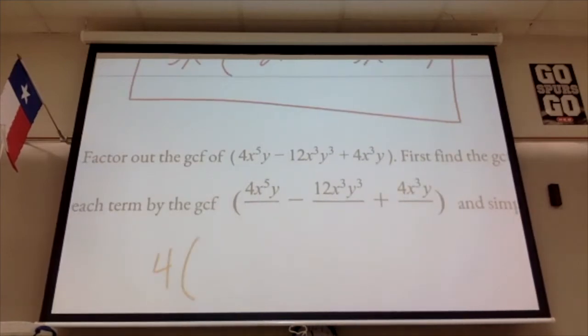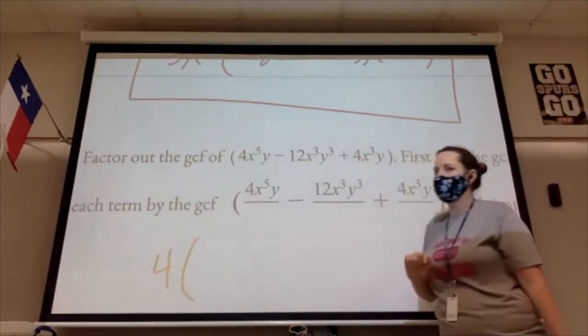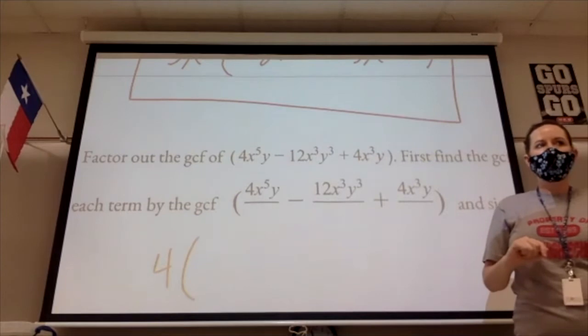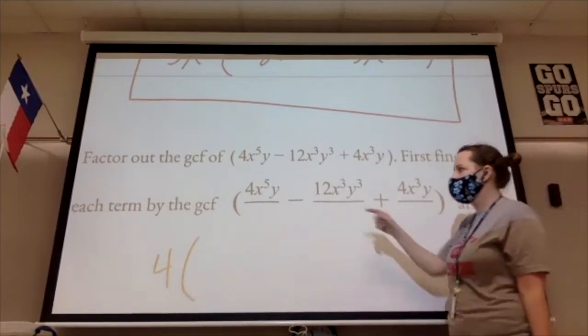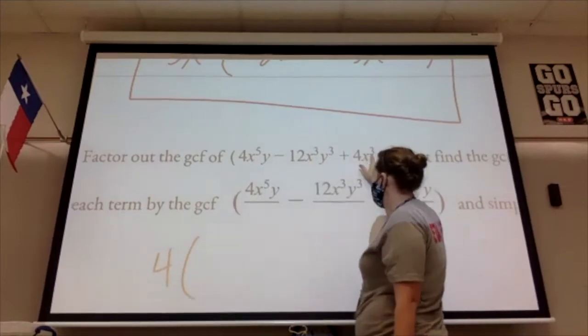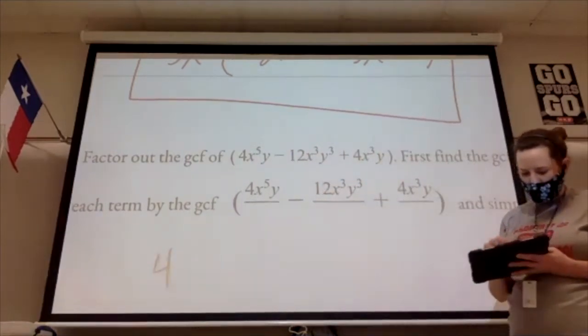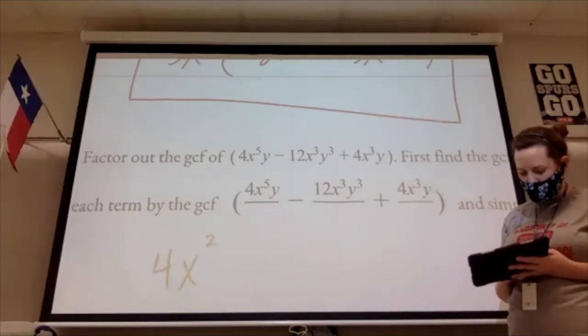Looking at my x terms, so I have x to the 5th, x to the 3rd, x to the 3rd. X to the 3rd, perfect, because y'all told me a while ago I'm looking for the lowest exponent. So since they all have an x term, I can pull out x to the 3rd from each one.